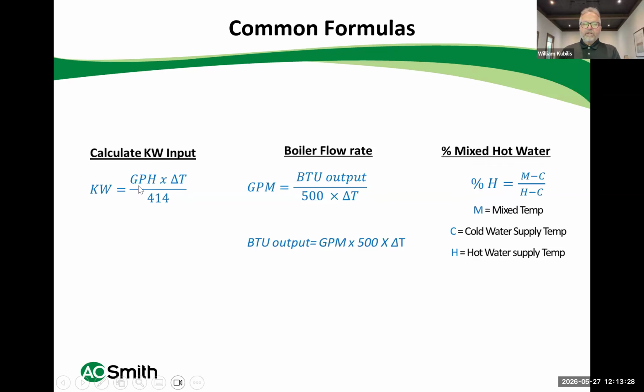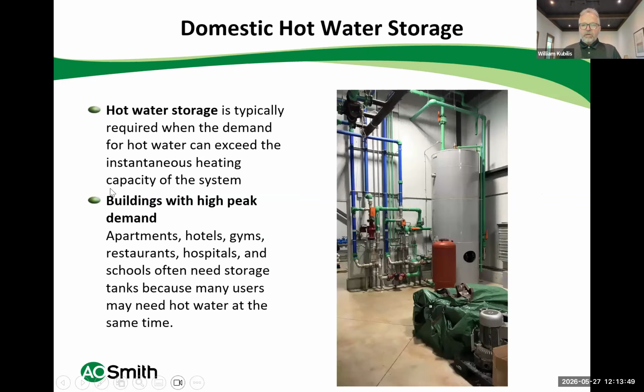For kilowatts, for example, if I know that I needed 100 gallons of hot water an hour times my temperature rise, so 40 degrees up to say 140 is a 100-degree rise, divide by 14, and I know I need 25 kilowatts of power to heat that water every hour. So, very important formulas.